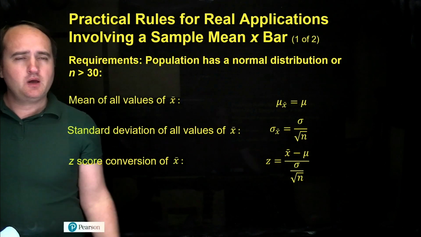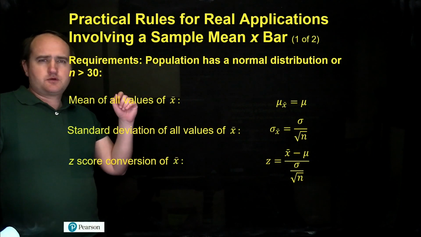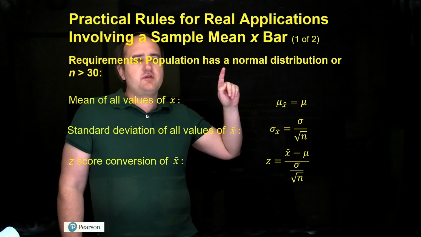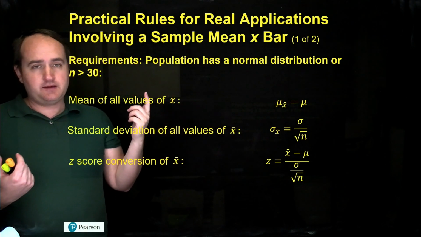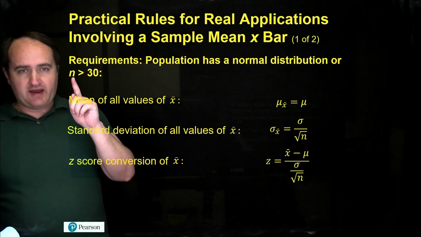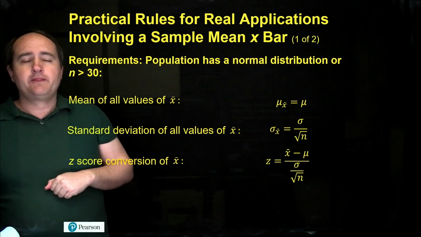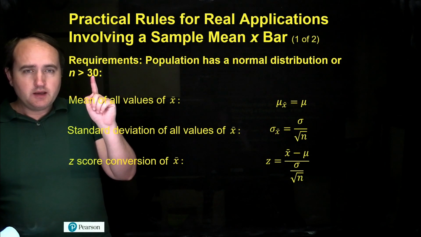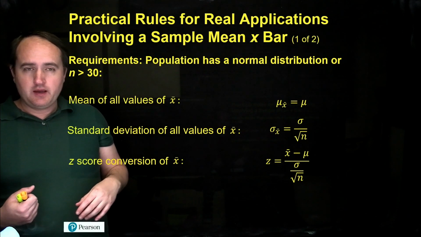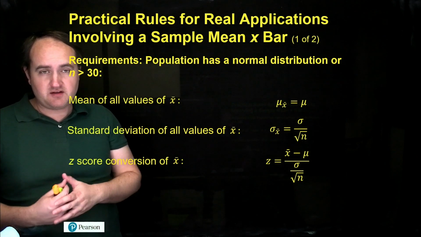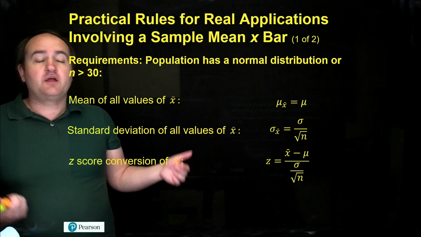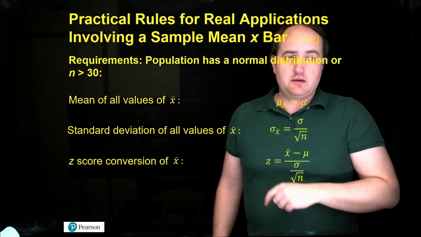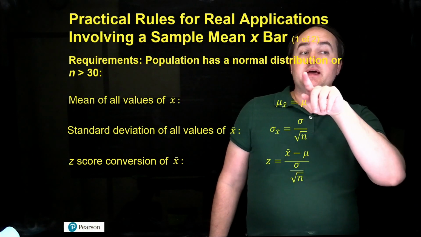Okay, so the requirements for using the central limit theorem is just that you have a population that either has a normal distribution or, as we said, the sample sizes have to be greater than 30. So remember that greater than doesn't include 30. So that means you have to have a sample size of at least 31 data values or more. Otherwise, you have to know that if you have less than or equal to 30, your population has to have a normal distribution.